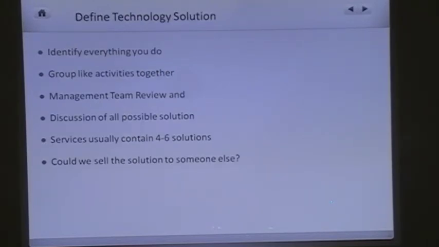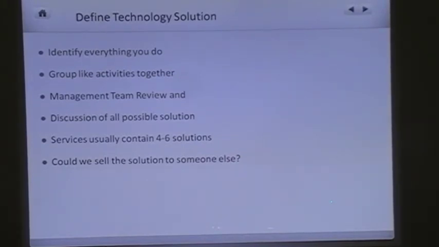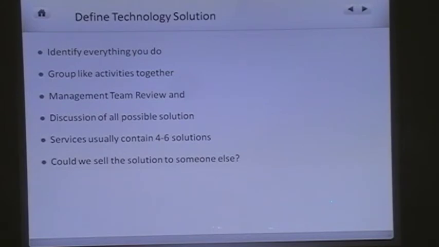Let's look at defining the solution. In this, if you are setting up a call center, you will look at identifying everything that you would want to do. We will need to group together activities which are related to call agents, which are related to people who are receiving inbound calls or making outbound calls. You will also look at a management responsibility.